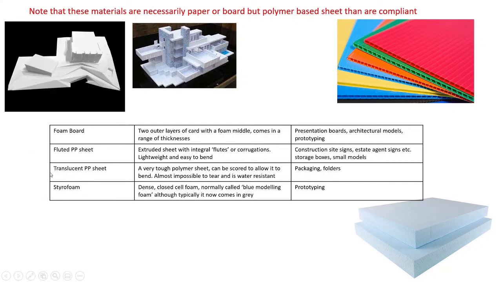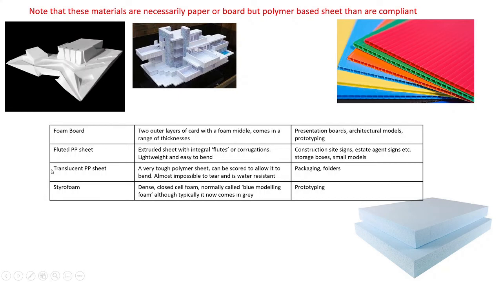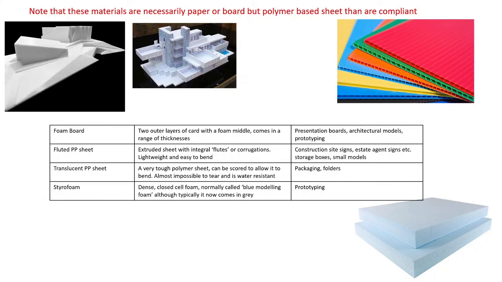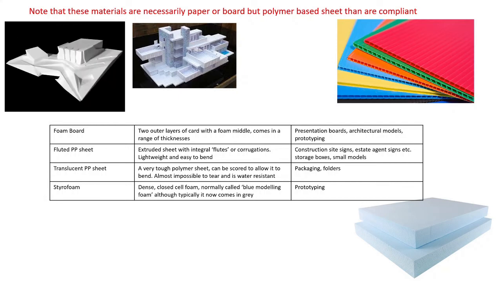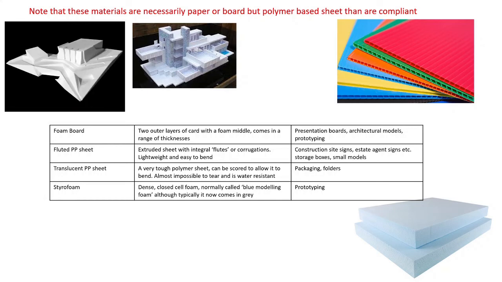Then you've got translucent polypropylene sheet. So it's a very tough polymer sheet. You can score it, so you can bend it. By scoring, essentially what we mean is you can cut into it, but you don't cut all the way through. You cut maybe a third of the way or half of the way, and then you can bend it, and that'll make it almost like a hinge.